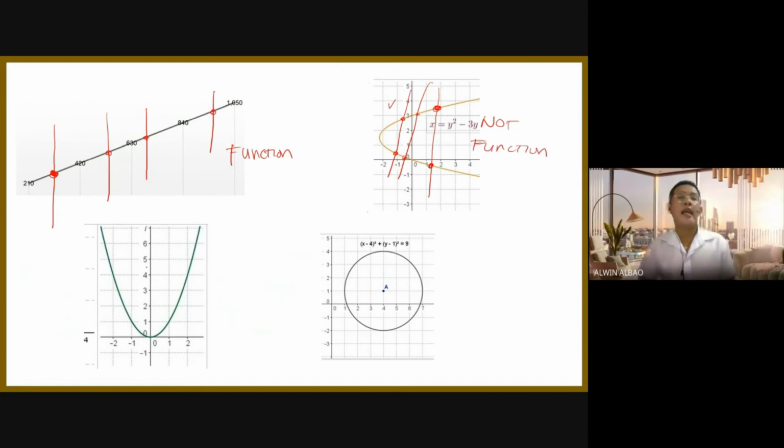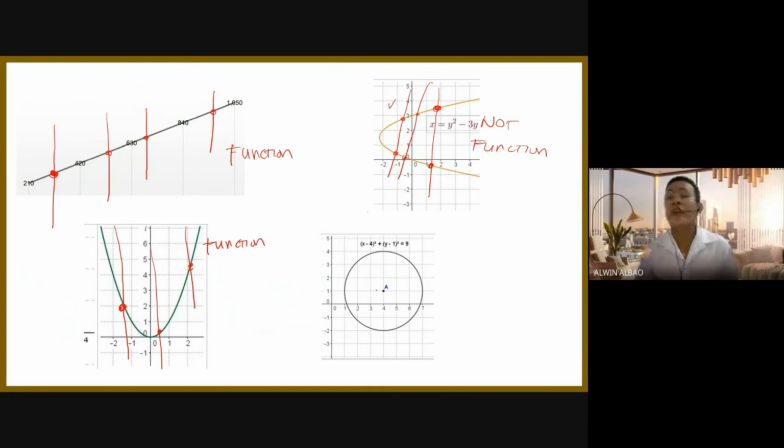Okay, next. So this one, so draw tayo. Okay, so we have 1 intersection, another 1 intersection, and another only 1 intersection. So isa lang yung intersection natin. So therefore, it is a function.